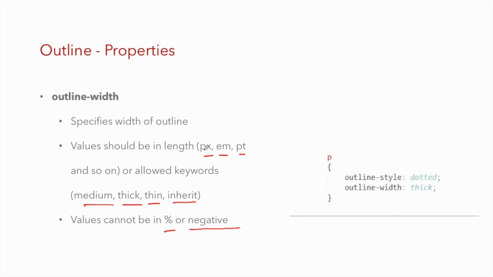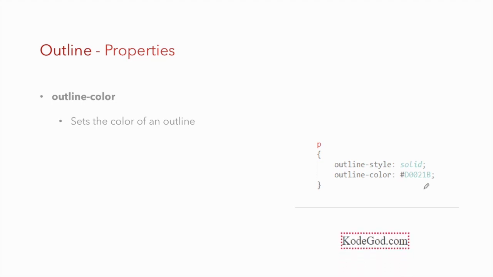So this is how you can write it. You can specify outline style dotted and outline width thick. So this is how the output would be. You can also specify the color using the outline color property, and again you can specify hexadecimal values or RGB values and so on. So this is how the output will be.